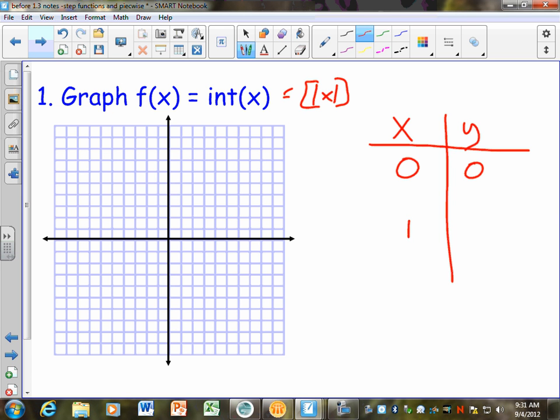But if I plug in 1, what am I going to get out of that? 1, right? If I plug in 2, I'm going to get 2. So I just want to caution you about picking nice numbers on this. Once you get the pattern, you could do that. But if you just graph those, you're going to make a straight line, and that's not what a step function is supposed to look like.